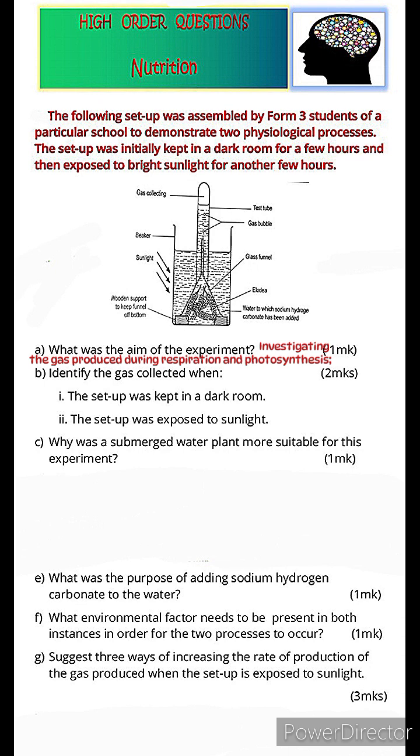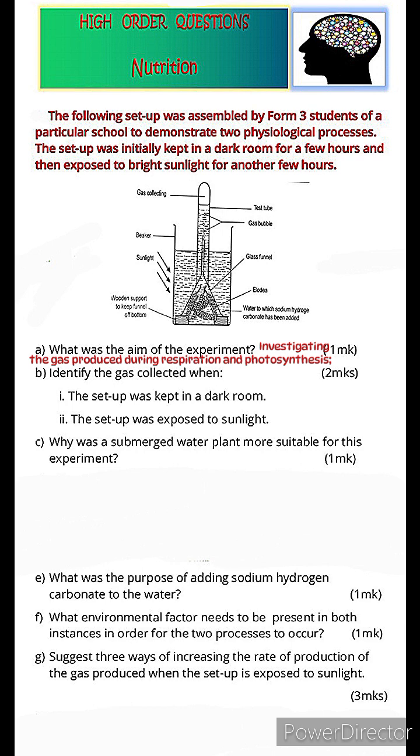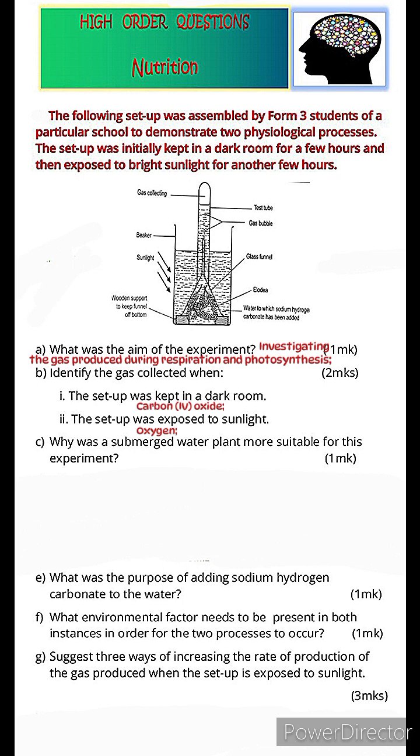Part B. Identify the gas collected when the setup was kept in a dark room. Now, in the absence of light in a dark room, what will happen is respiration. Respiration will produce carbon dioxide. What about Roman 2? When the setup was exposed to sunlight, photosynthesis will take place, and photosynthesis produces oxygen gas.